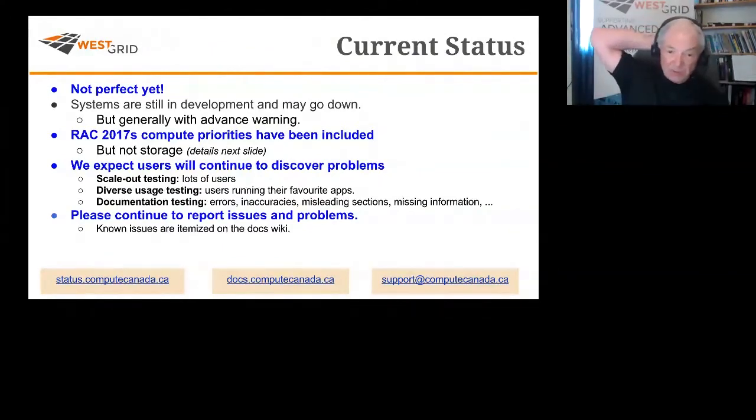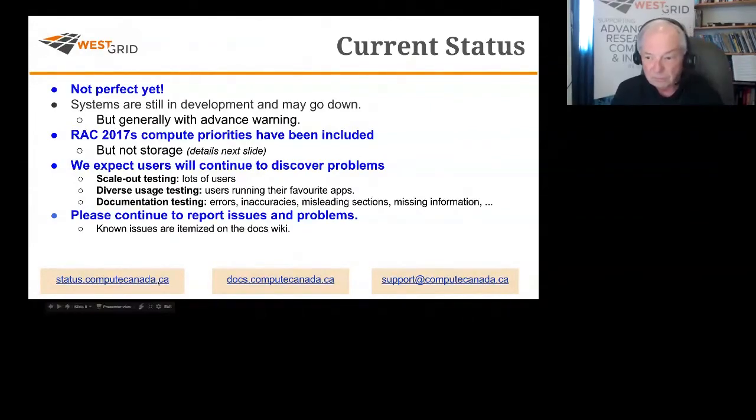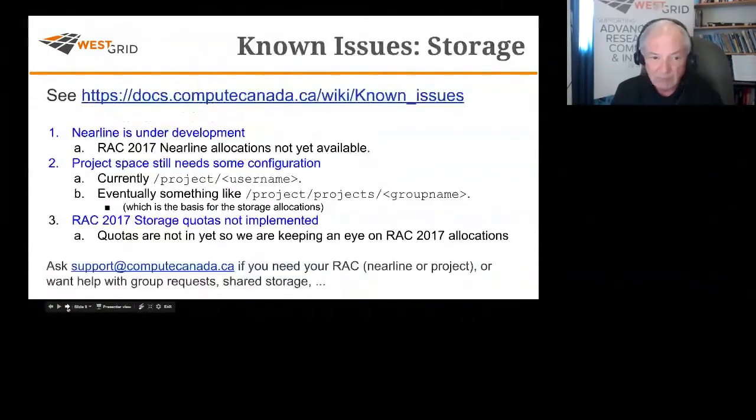And on the docs wiki, there's a link there, docs.computecanada.ca. There is a known issues page. I'm going to summarize a few of them in the next couple of slides. So next slide. So I'll go through some of these.